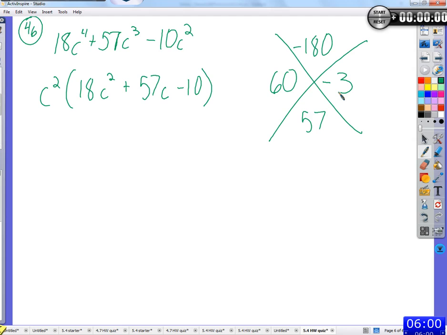Be careful. These are not the numbers that go into your parentheses, into the factors. That's what I see, not by a majority of people, but by a significant number. What these are for is to write 57 as the sum of these two numbers. So we write it as 60c minus 3c is 10. And then what do we do?